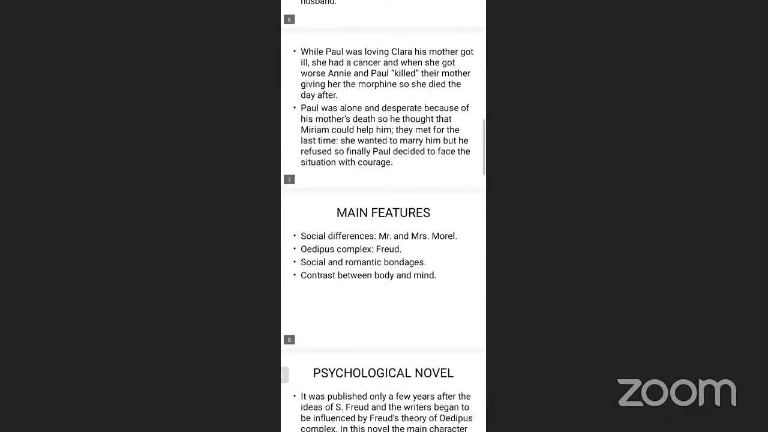So when Paul finds that he is now bored with staying with Clara, he again broke up with her, and she returned to her husband once again. That is, Clara Downs returned to her husband once again, from whom she had got divorced. While Paul was loving Clara, his mother got ill.